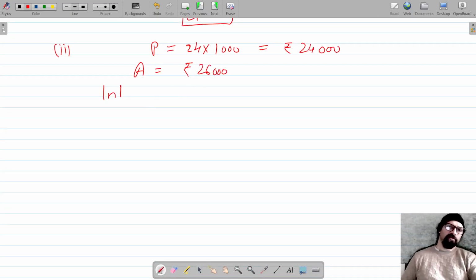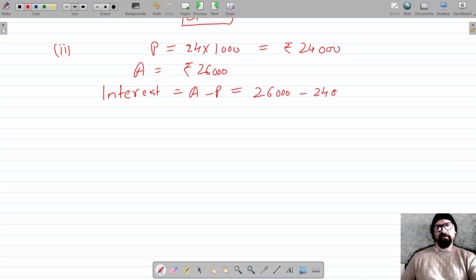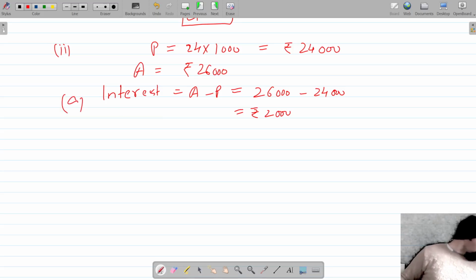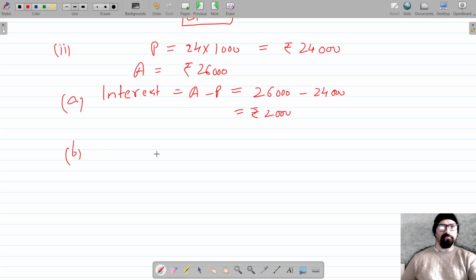So that means the interest he earned is amount minus P, which is equal to 26,000 minus 24,000, which is equal to rupees 2,000. Okay, so we have got the first part, that is the total interest he earned is rupees 2,000. Now we have to find the rate of interest.